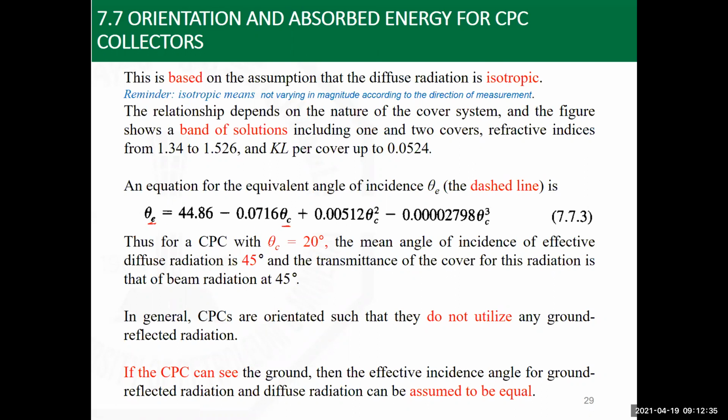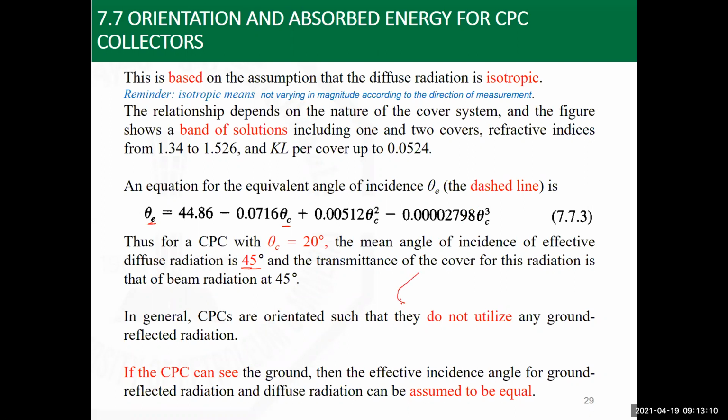So for a CPC with a value of theta C equal to 20, the best mean angle of incidence is going to be 45, and the same thing applies for the ground radiation as well. CPCs are oriented so that normally the ground component would not be there, unless it is tilted more toward the ground so that it can see part of the energy falling from the ground. So it depends on the orientation of your collector.